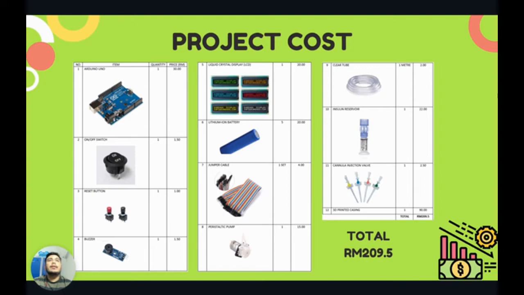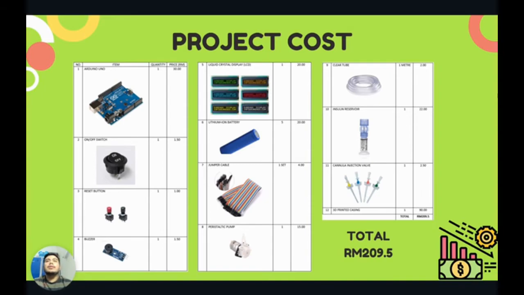The fifth item is the liquid crystal display, called LCD, to give readings or the measurement of our glucose level, which costs us 20 ringgit each. The sixth item is a lithium ion battery, which costs us 20 ringgit for 5 batteries. Seventh is the jumper cable for our project setup, which costs us 4 ringgit for one set, male to female, female to female and mix. The eighth item is a peristaltic pump to pump the insulin to a person's body. And the ninth item is a clear tube, which the insulin goes through to go into the body.